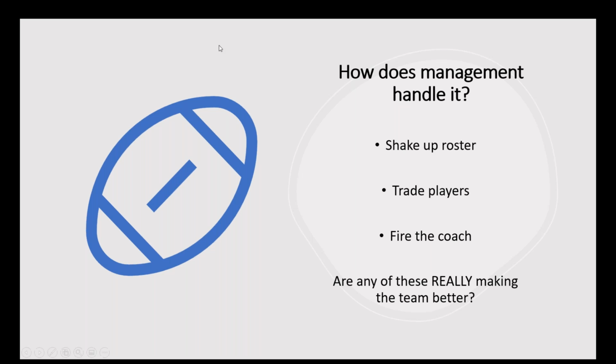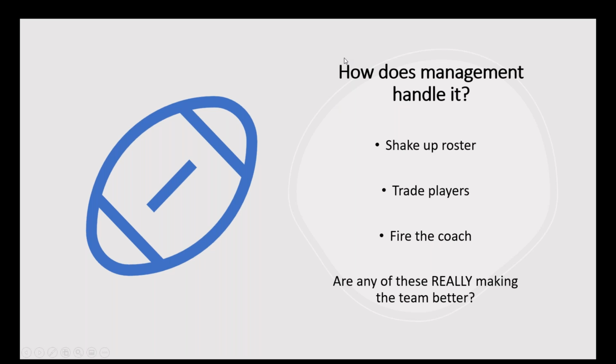Because when you shake up the roster, will every player play the same in each position? They're not better necessarily, but will each player that plays the position bring something slightly different to it? Even though when you trade players, you don't bring the best players over, could they relate or maybe have better compatibility with the rest of the team? So you've got to shake it up.